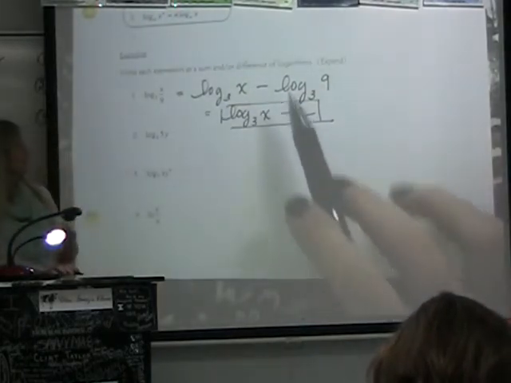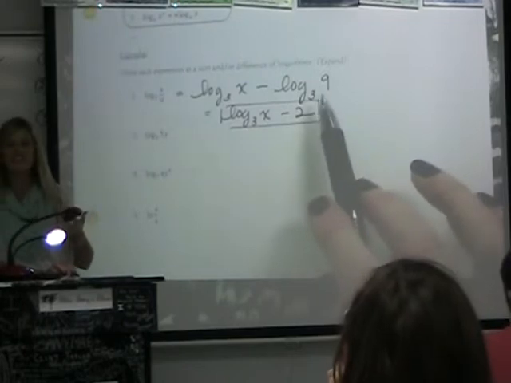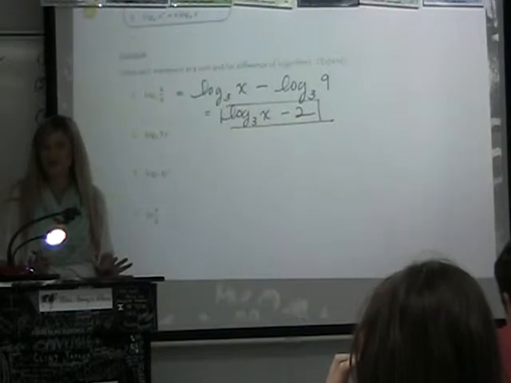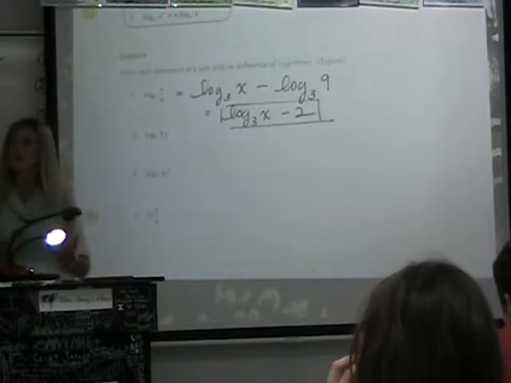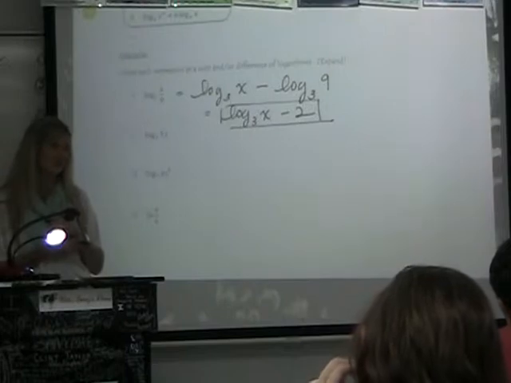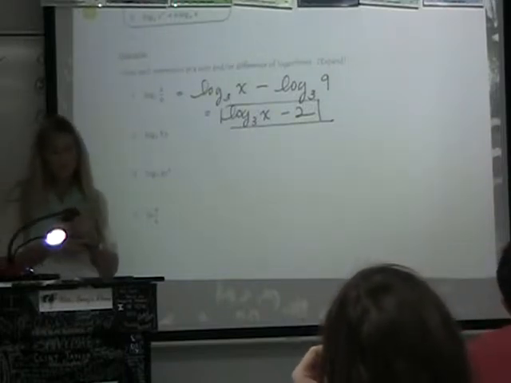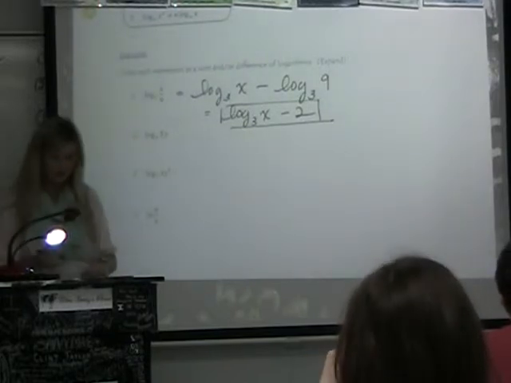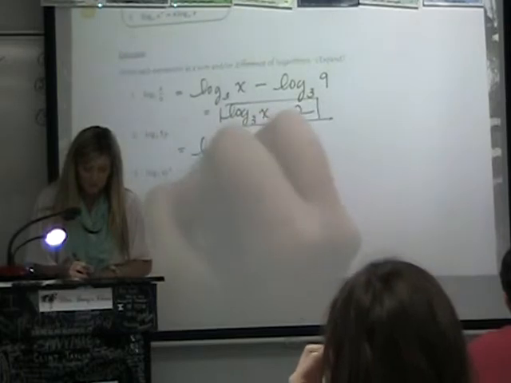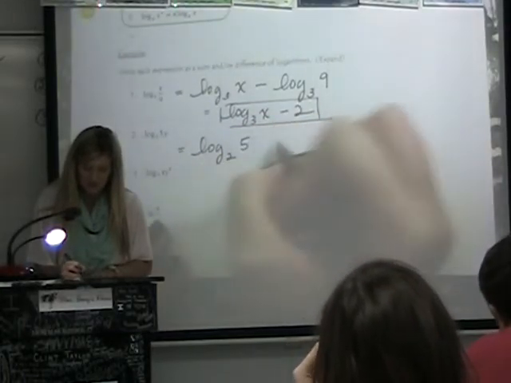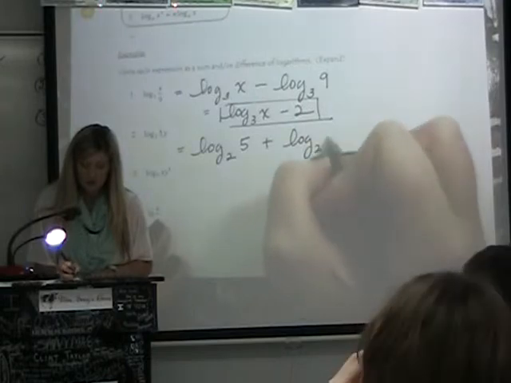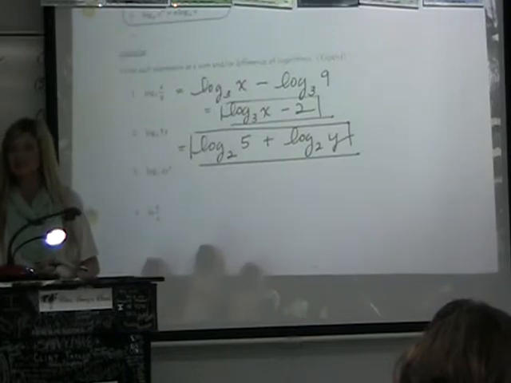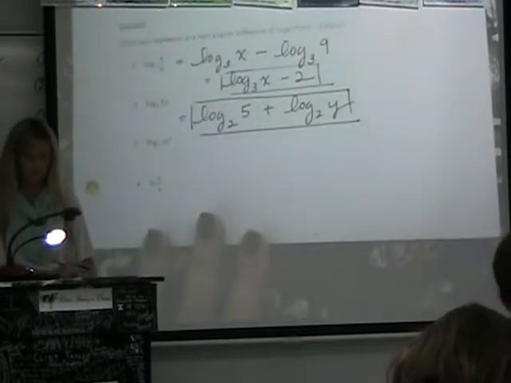Now, I will tell you that if this had been like log base 3 of 7, and that would give you a decimal answer, I just want you to leave it as log base 3 of 7. I don't want any decimals. Only simplify if it turns out to be an integer, or a nice terminating decimal that you can write as a fraction. All right, number 2. Multiplication implies addition. So log base 2 of 5 plus log base 2 of y. And this one we're actually going to leave because log base 2 of 5 is a decimal. So we're just going to leave it in that form.